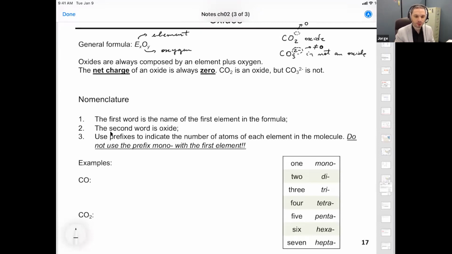So I want to do two examples with you, CO and CO2. Let's try to name those compounds. Let me give you some time to take notes, and then we will name those compounds together.